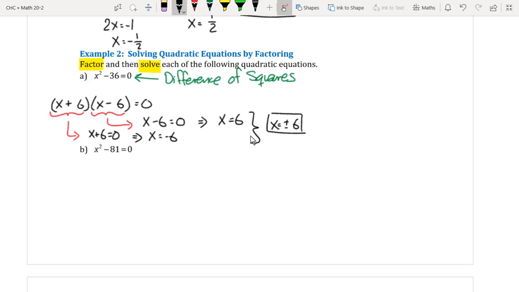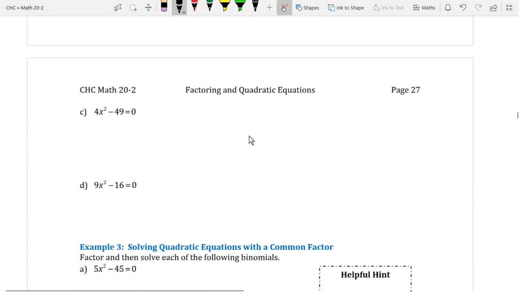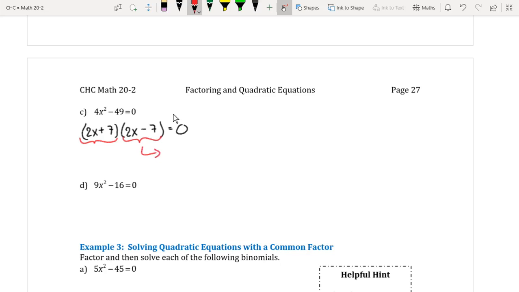I'm going to do C as well. Same sort of procedure. We're dealing with a binomial that's a difference of squares. So we start by factoring this as a difference of squares. Square root of 4x squared is 2x. Square root of 49 is 7. And then we put in our plus sign and minus sign equals 0. We pull out the binomials and set them to 0.